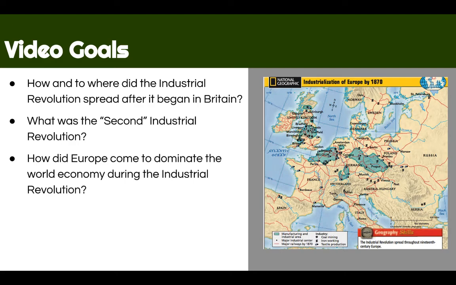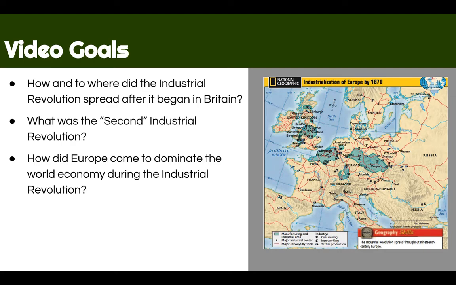And we're going to start with the map here to the right that shows manufacturing and industrial areas in Europe by about the year 1870, when the Second Industrial Revolution begins. And when we finish, I want you to look at a map that shows industrialization in Europe in 1914 at the start of World War I, and see how it has changed.